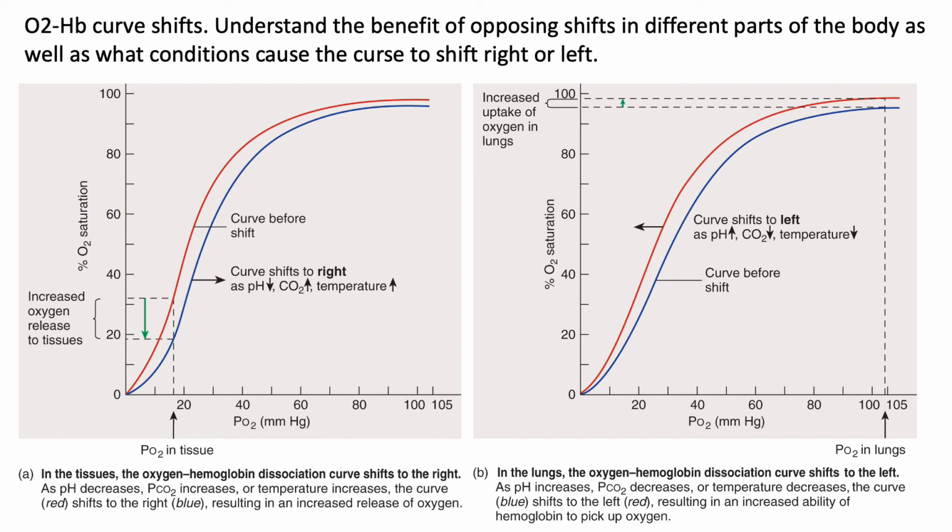The lungs are definitely cooler than the core of the body, and carbon dioxide is diffusing out of the lungs, so there's less carbon dioxide within our lungs than there is within the respiring tissues. Likewise, the pH reflects that as well. So this left shift actually allows us to pick up a little bit more oxygen in the lungs than we would have without the shift in the curve.